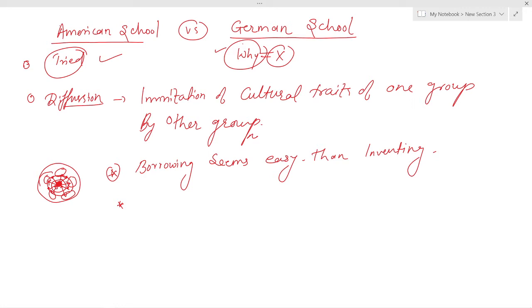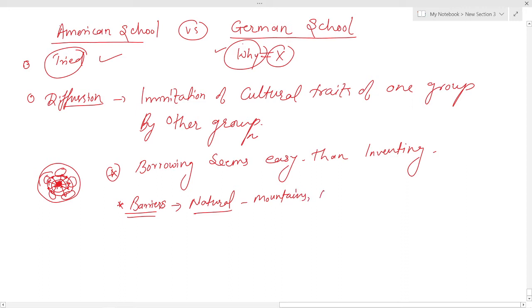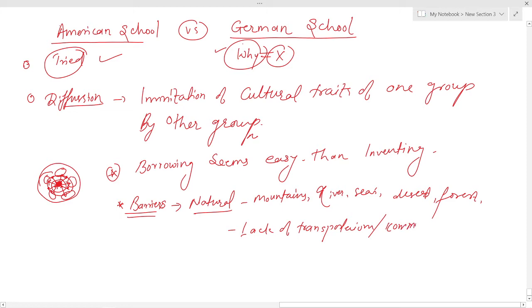But there are certain limitations to diffusionism. We call them barriers. What can be a barrier? Barriers can be natural, such as mountains, rivers, seas, desert, forest, or something like lack of transportation and means of communication. These can be barriers to the spread of culture in the form of diffusionism.